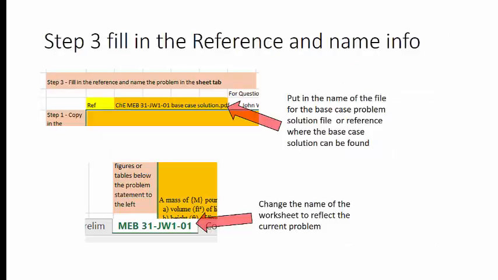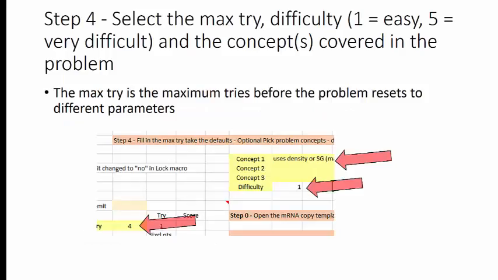Step 3 is to fill in the reference name and info. Reference is just where the solution to the base case exists. Sometimes this is an example in a book, sometimes it's a LearnChemie video, sometimes it's a PDF file that you've made. Also, the sheet you're going to name with a similar naming convention as the files. Set the difficulty level that you think the students will have with it from 1 to 5, 1 being the easiest. In the drop-down menus, select the concepts that are being covered in the problem.